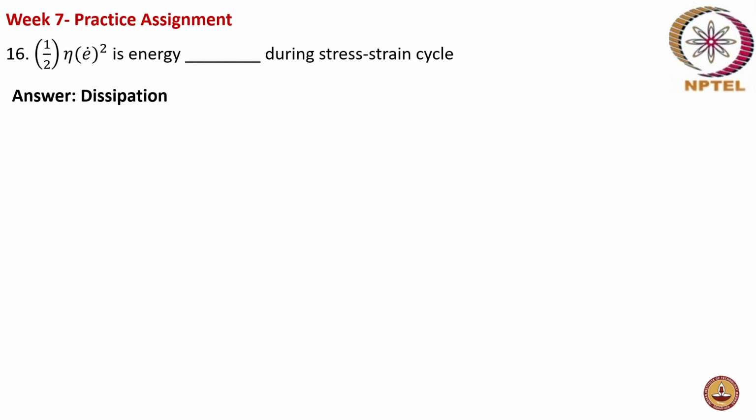So when you calculate the work of dissipation, you will get this expression of half into eta into strain rate squared. If you separate the terms, it is eta into strain rate into strain rate. Eta into strain rate is nothing but your stress. So stress into strain rate will give you your energy per unit volume, or rate of work. So this gives the dissipation during a stress strain cycle.